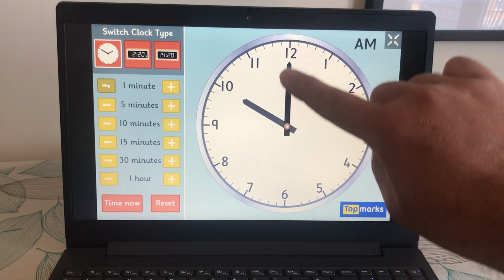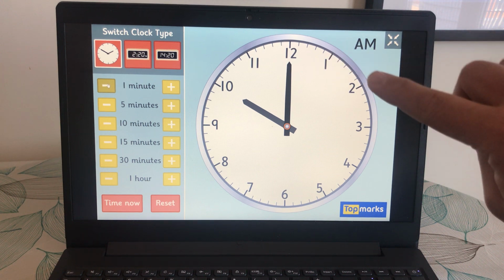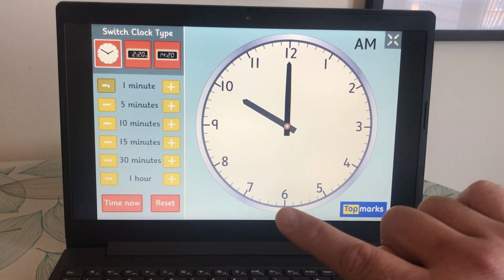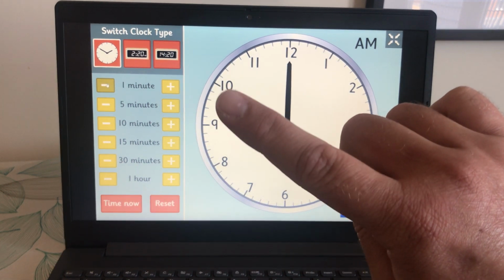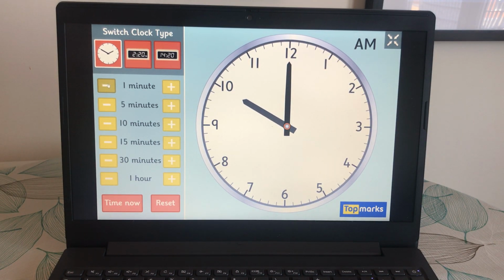So with our minute hand, we can go around our clock counting in fives. 5, 10, 15, 20, 25, 30, 35, 40, 45, 50, 55, 60. Okay, so there are 60 minutes in 1 hour.